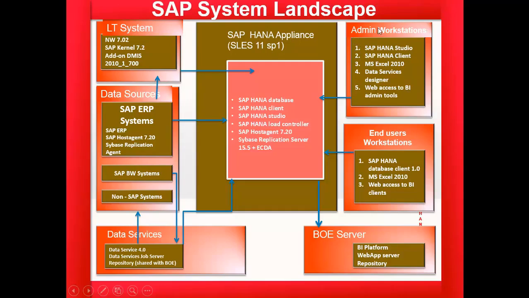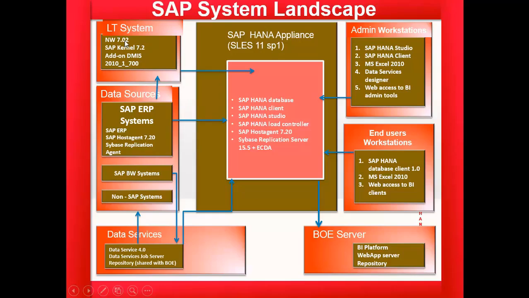At the extreme right side at the top, you can see the admin workstation. Basically we have SAP HANA Studio, SAP HANA client, then MS Excel 2010, Data Service Designer, and web access to BI admin tools. On the extreme left side at the top you have the LT server. This is the landscape transformation system. Basically these are the different versions that need to be there.